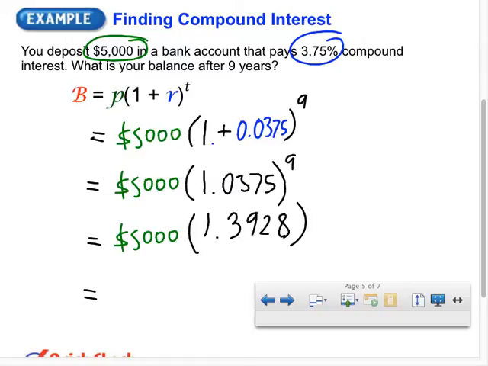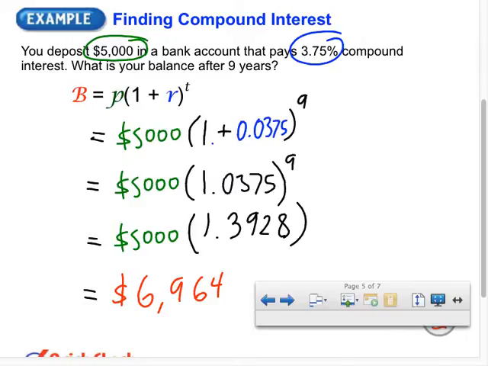So in 9 years, you left $5,000 in your savings account. What would you have in that account if you showed up 9 years later? Miranda. Very good. So after 9 years, you'd have $6,964. $6,964. Okay?